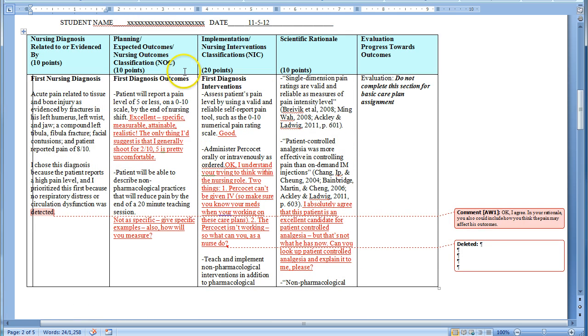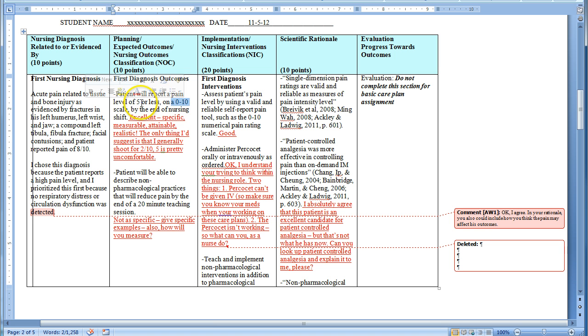Now, with the outcomes, I really like this first outcome here. He said for the outcome, patient will report a pain level of 5 or less on a 0 to 10 scale by the end of the nursing shift. Now, this really kind of goes by the SMART algorithm, which means that the outcome should be specific, measurable, attainable, and realistically time-bound. So, we have something that is specific and measurable. It's going to be 5 or less on a 0 to 10 scale.